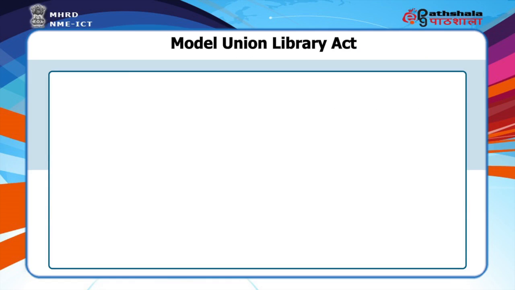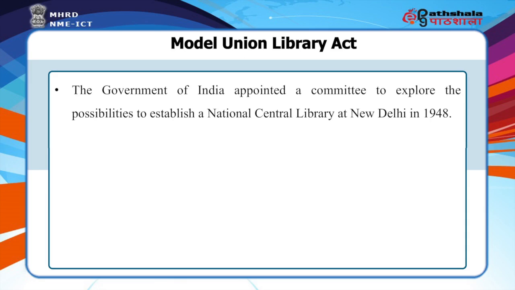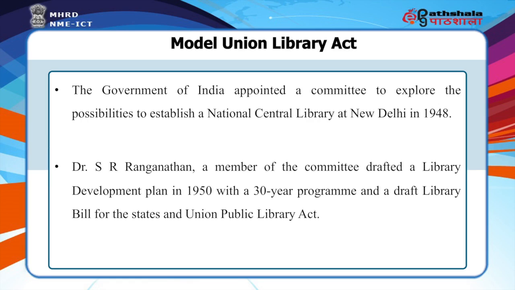Model Union Library Act. The Government of India appointed a committee to explore the possibilities to establish a national central library at New Delhi in 1948. Dr. S. R. Ranganathan, a member of the committee, drafted a library development plan in 1950 with a 30-year program and a library bill for the States and Union Public Library Act.